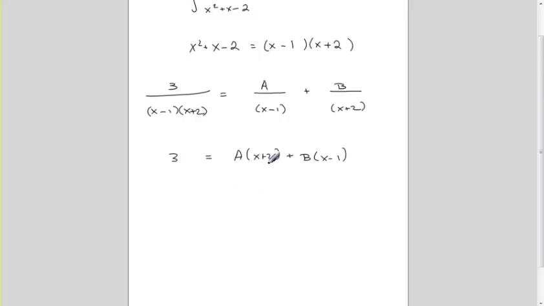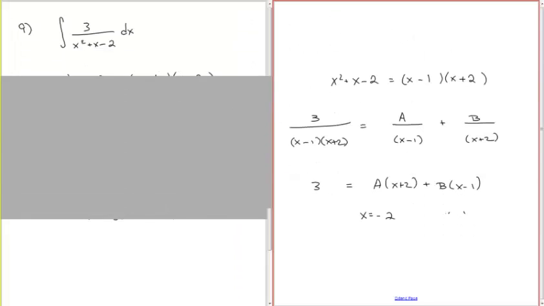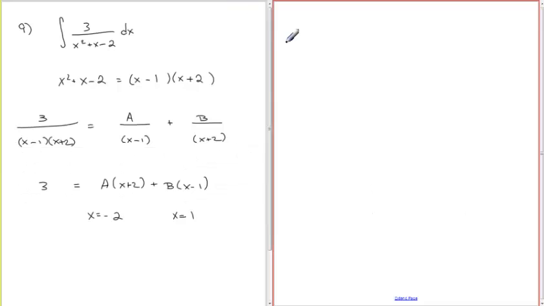You can look at them hopefully now and just say, okay, I'm going to let x equal negative 2. That will make that go to 0. So one of our choices of x will be negative 2. And if I choose x equals 1, that will also go to 0. So we apply one each of those separately to find A and B separately. We do not have to worry about solving simultaneous equations.